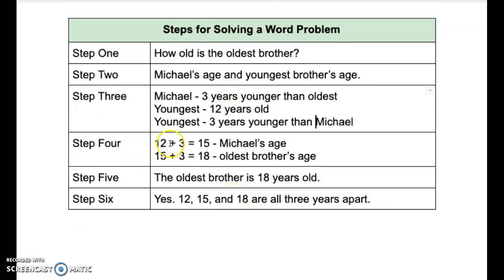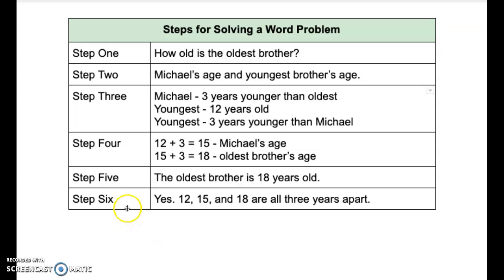Step 4. Now I'm going to solve. I'm using the information that I have here. We know the youngest brother is 12 and that Michael's 3 years older. So if we combine 12 and 3, that will give me Michael's age, which is 15. Next, now that I know Michael's age, which is 15, I know that the older brother is 3 years older than Michael. So 15 plus 3 equals 18. So the oldest brother is 18 years old.